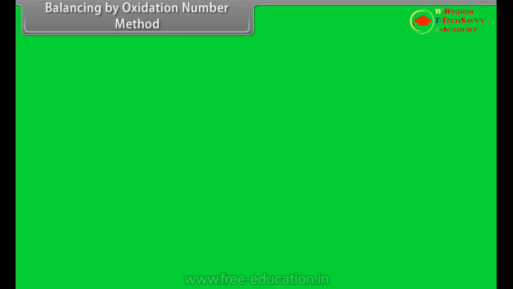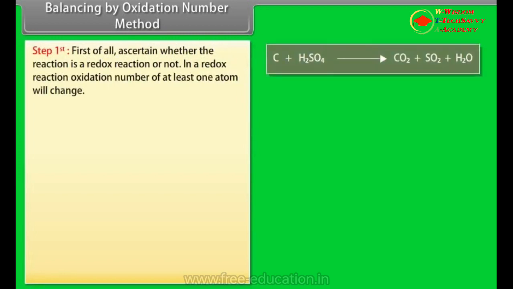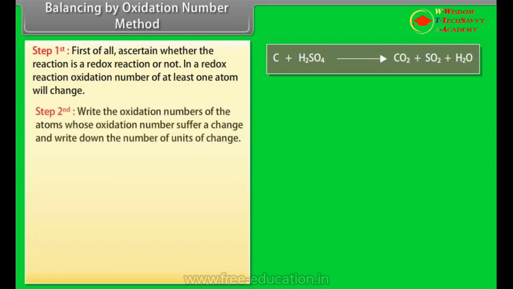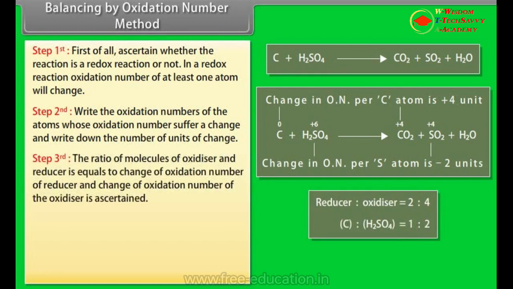Balancing by oxidation number method. Step first. First of all, ascertain whether the reaction is a redox reaction or not. In a redox reaction, oxidation number of at least one atom will change. Step second. Write the oxidation numbers of the atoms whose oxidation numbers suffer a change and write down the number of units of change.